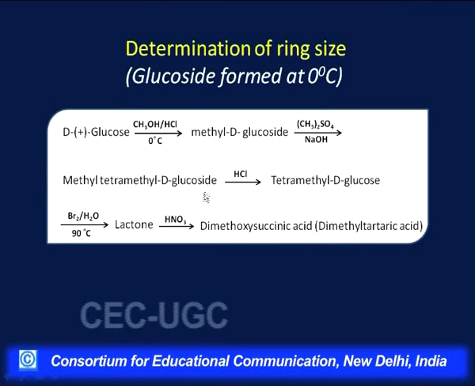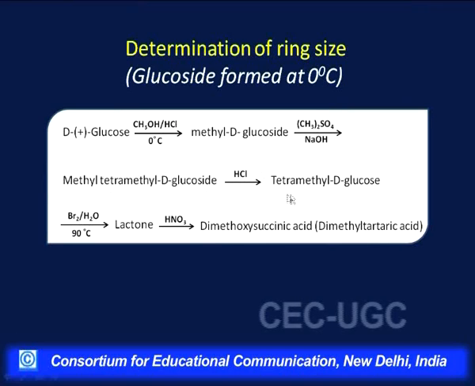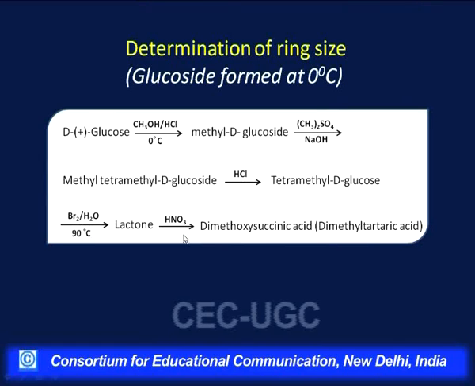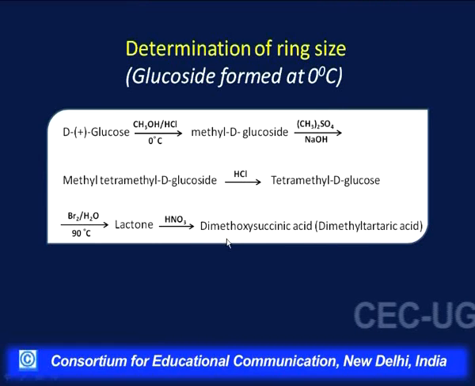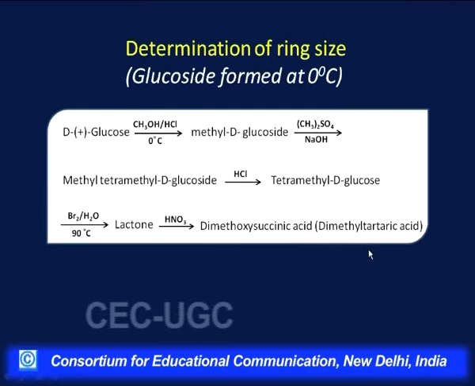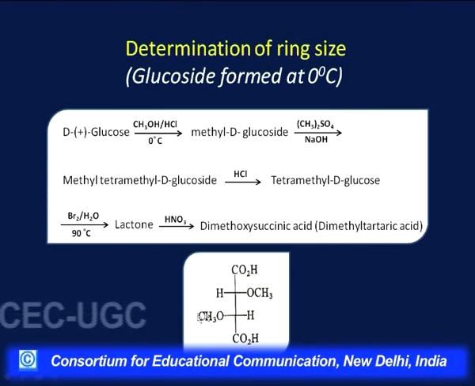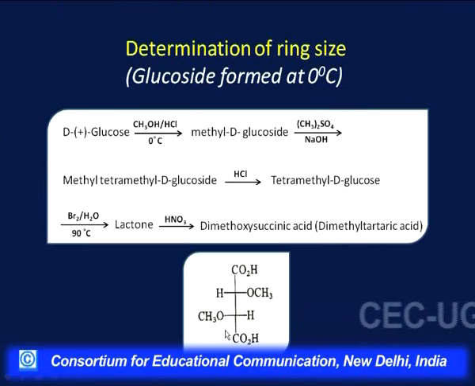We get methyl tetramethyl D-glucoside, hydrolyzed with HCl, tetramethyl D-glucose is obtained, oxidized with bromine water and heated, lactone is obtained, and this lactone is oxidized by nitric acid. In this case, a compound, dimethoxysuccinic acid, also called dimethyl tartaric acid, was obtained. This is a 4 carbon dicarboxylic acid with 2 methoxyl groups. We can call it dimethoxysuccinic acid or dimethyl tartaric acid, because tartaric acid has 2 hydroxyl groups in it.